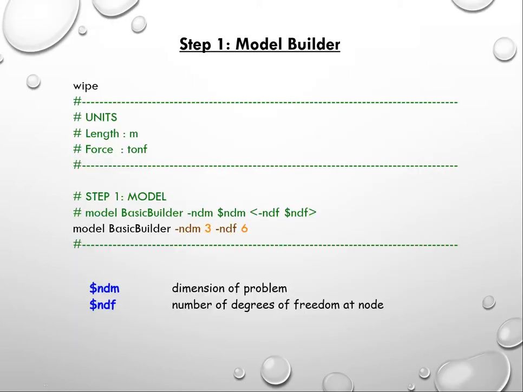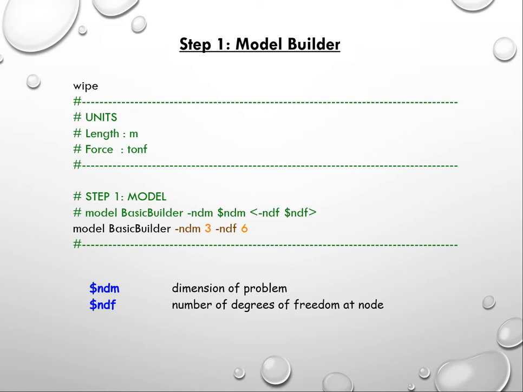Step 1, Model Builder. This command is used to define spatial dimension of model and number of degrees of freedom at nodes. NDM represents the dimension of the problem. It can be 1, 2, or 3 for corresponding 1, 2, or 3-dimension problem. NDF refers to the number of degrees of freedom at the node.